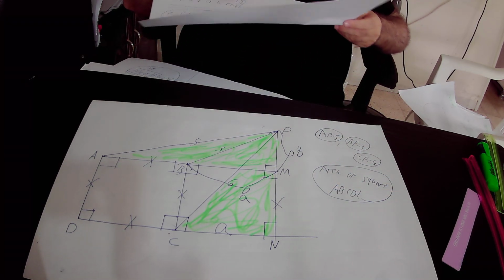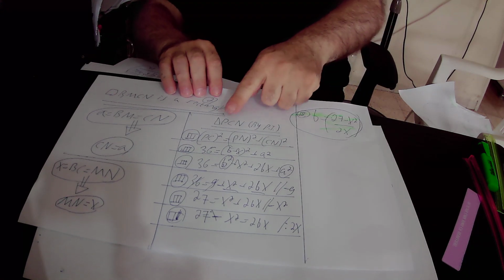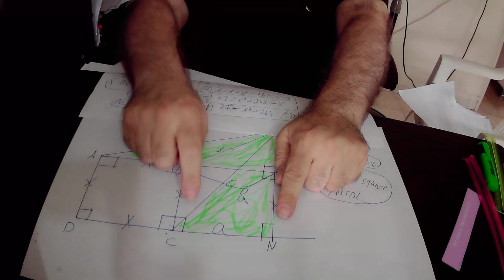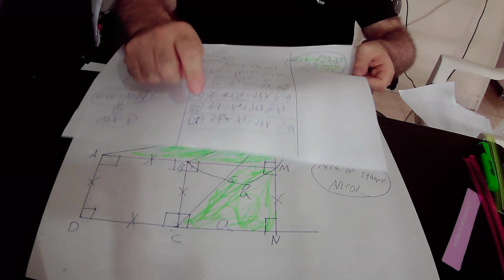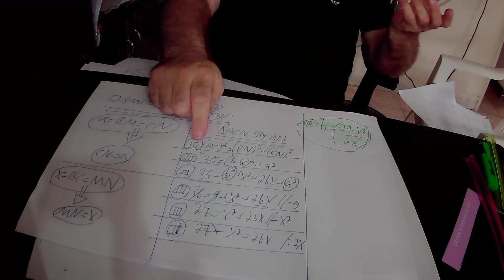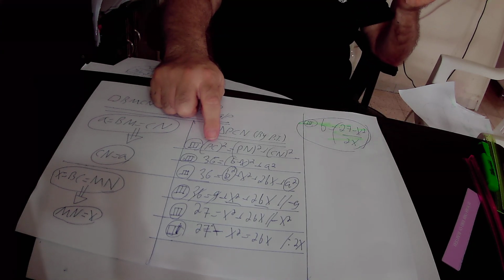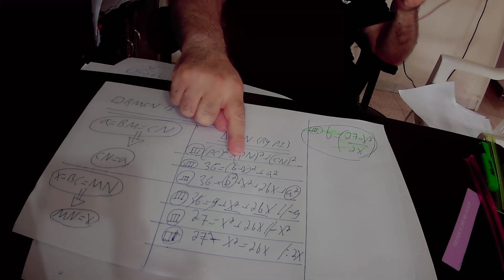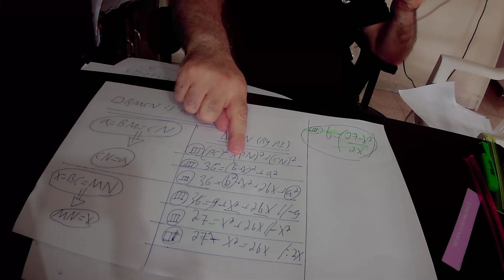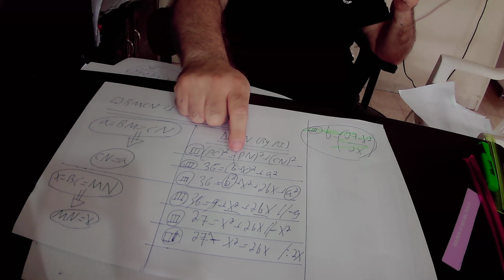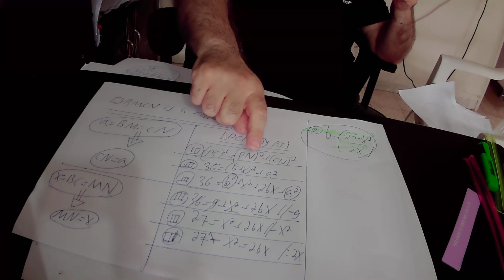So here we found out that 36 equals (b plus x) squared plus CN squared. CN equals a, therefore CN squared is a squared. So in conclusion, we found out that according to equation number 3, 36 equals (b plus x) squared plus a squared. Here we open the brackets on this side of equation number 3 and found out that 36 equals (b plus x) squared, which is b squared plus x squared plus 2bx, plus a squared.